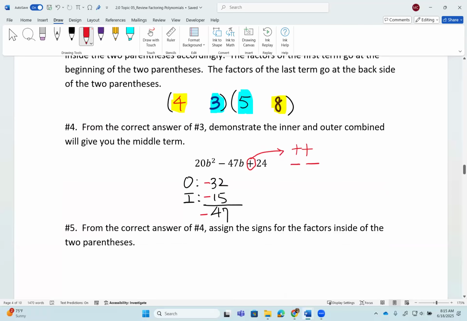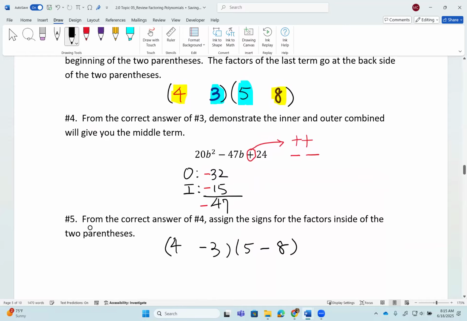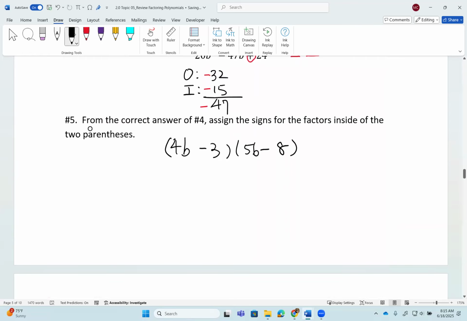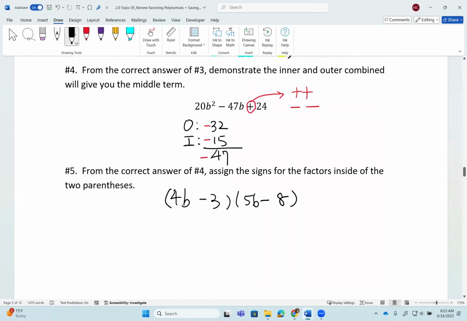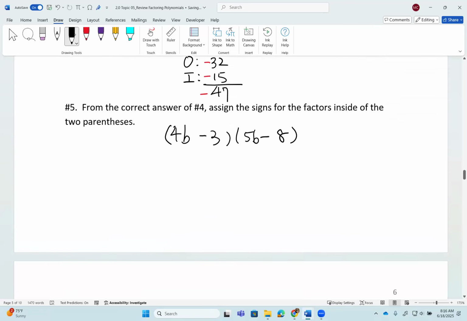All right, so now I know both of these inner and outer got to be negative. So I'm going to write down my numbers again. 4 and 3, 5 and 8. Both of them got to be negative. And since my first term is b squared, then b times b is b squared. So I will put the b behind the 4 and the 5 because that came from the first term. There you go. 4b minus 3 times 5b minus 8. Okay, so we will do this a lot throughout the semester, factoring trinomials.